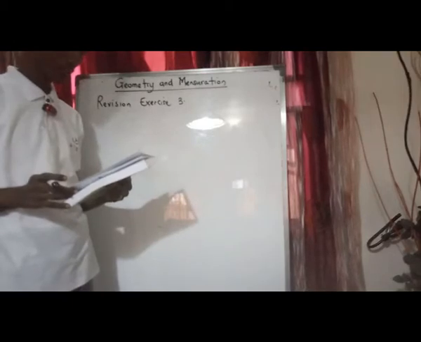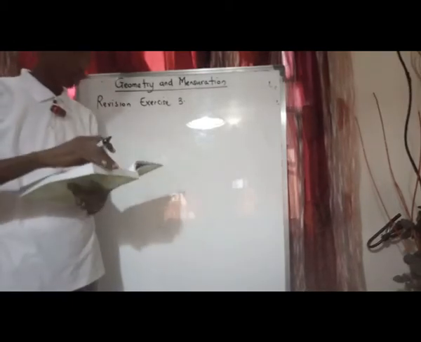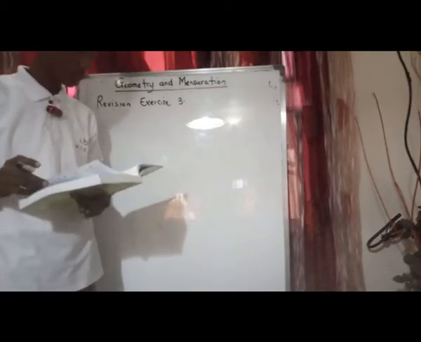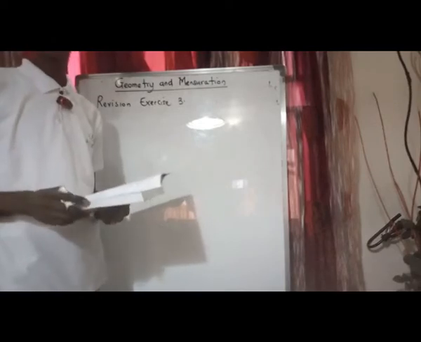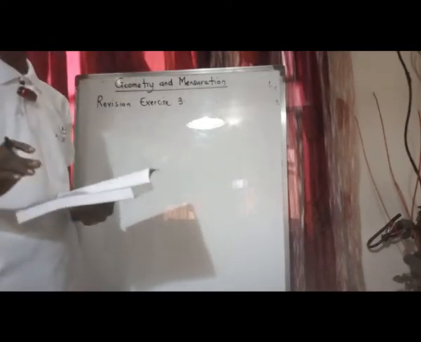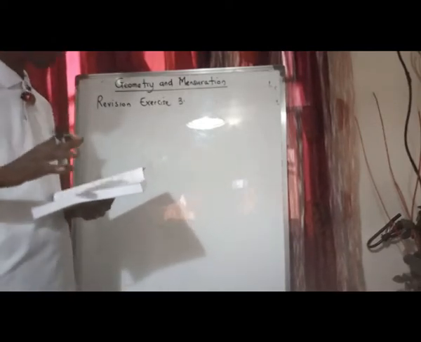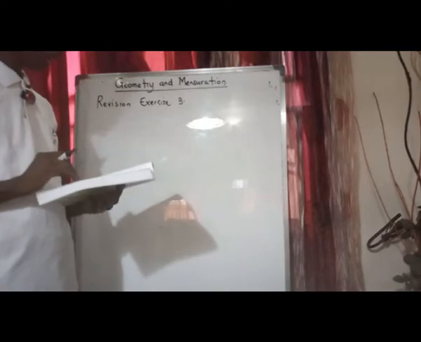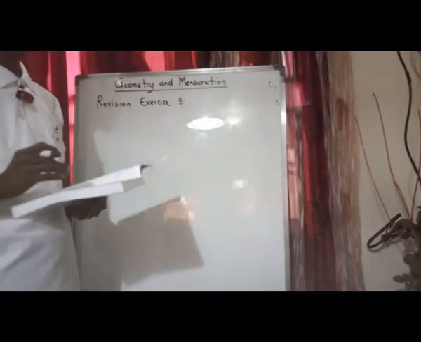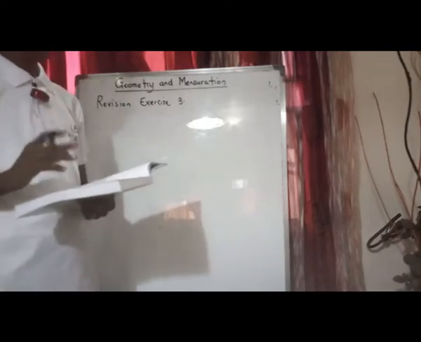Okay, so we'll be looking at Essential Mathematics Book 2. We're trying to get up to speed with geometry and mensuration, and looking at revision exercise 3. Essentially, this exercise will focus on questions relating to formal geometry. Formal geometry remains the bedrock for a whole lot of your understanding in geometry.